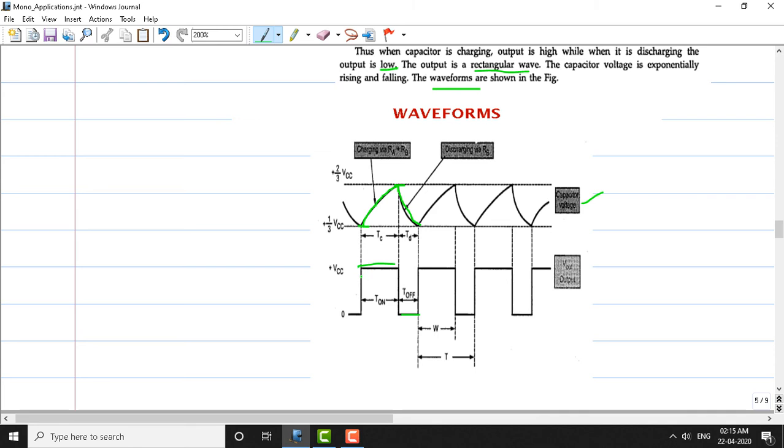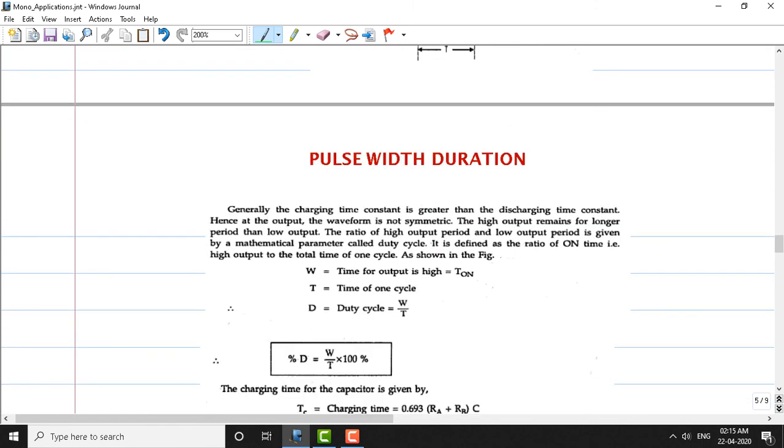Okay, so the second waveform is nothing but the waveform at pin number 3. From this we can calculate the time period and the pulse width W. So we can also derive the expression for the pulse width for an astable multivibrator. And now let us derive the expression for the pulse width of an astable multivibrator here.